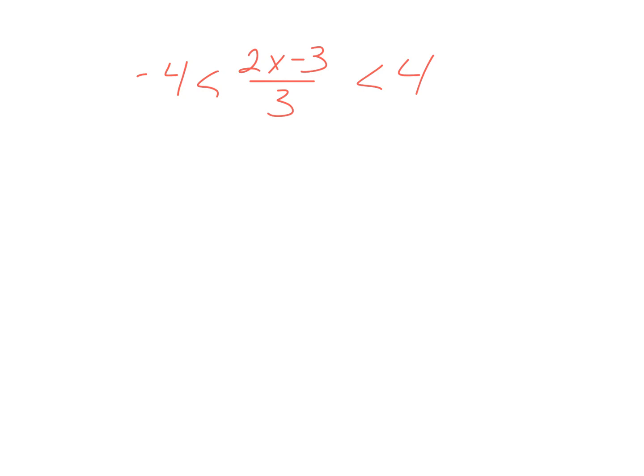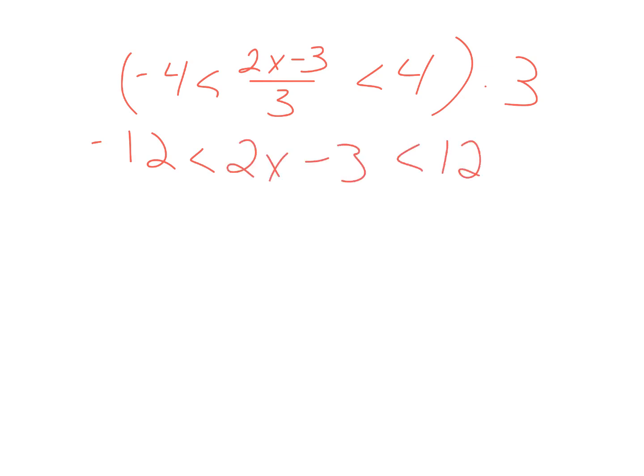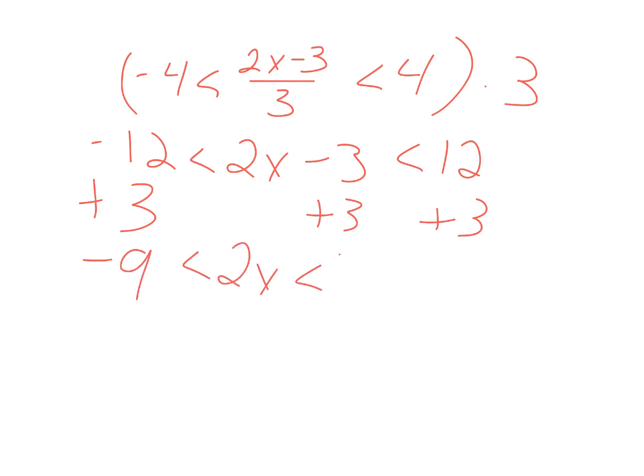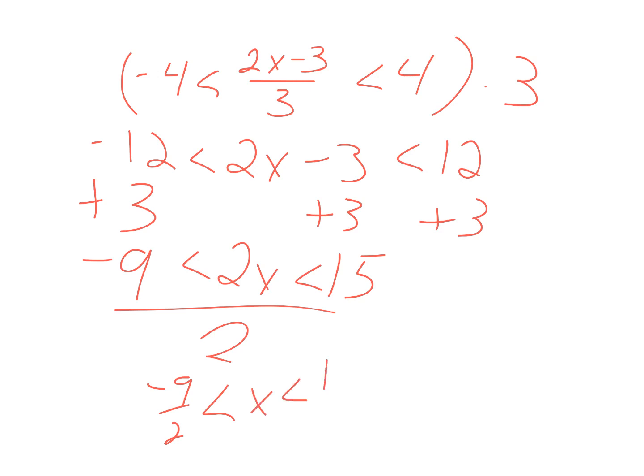Okay, we got a double inequality here, so we need to simplify this. I'm going to sketch on a number line too while we're at it. So we need to get x by itself, so first thing I'm going to do is multiply everything by 3. -12 is less than 2x minus 3, that's less than 12. What we do one time, we must do to all the others. So add 3 everywhere, so it'd be -9 is less than 2x, it's less than 15. Divide by 2. -9 over 2 is less than x, it's less than 15 over 2.